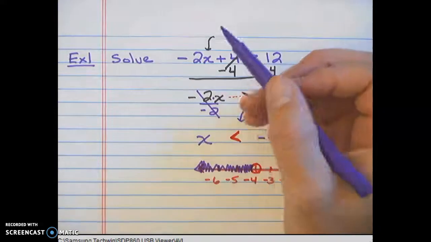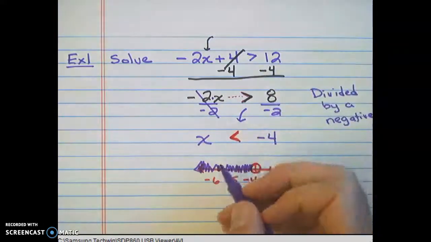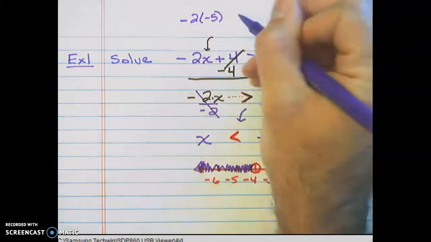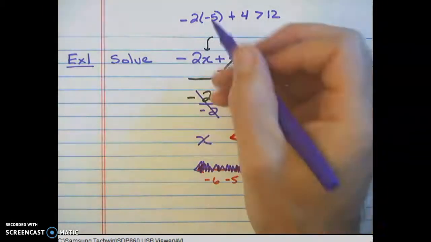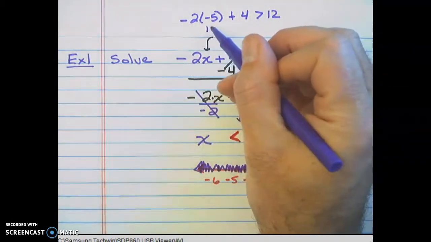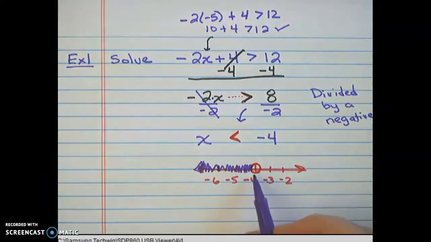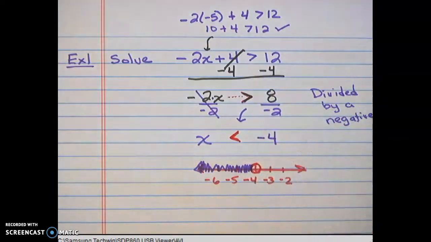So if I plug -5 into this equation, it should work. If I plug in -5, -2 times -5 plus 4 should be greater than 12. Well, -2 times -5 is 10. 10 plus 4 is indeed greater than 12. So that works because it makes a true statement. 10 plus 4 is 14.